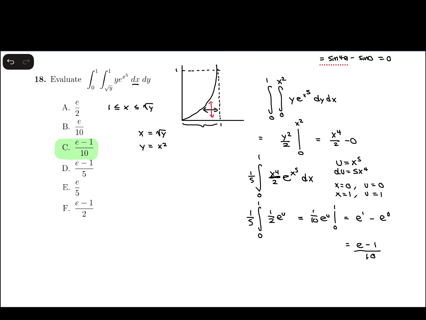Now, in this case, this is one of those problems where I would suggest drawing it out first and seeing, is that really possible? Is the integral possible first off? Especially when you have an integral as simple as this. In this case, draw it out, change the order of integration, do these u substitutions, and get your answer. And that was question number 18.